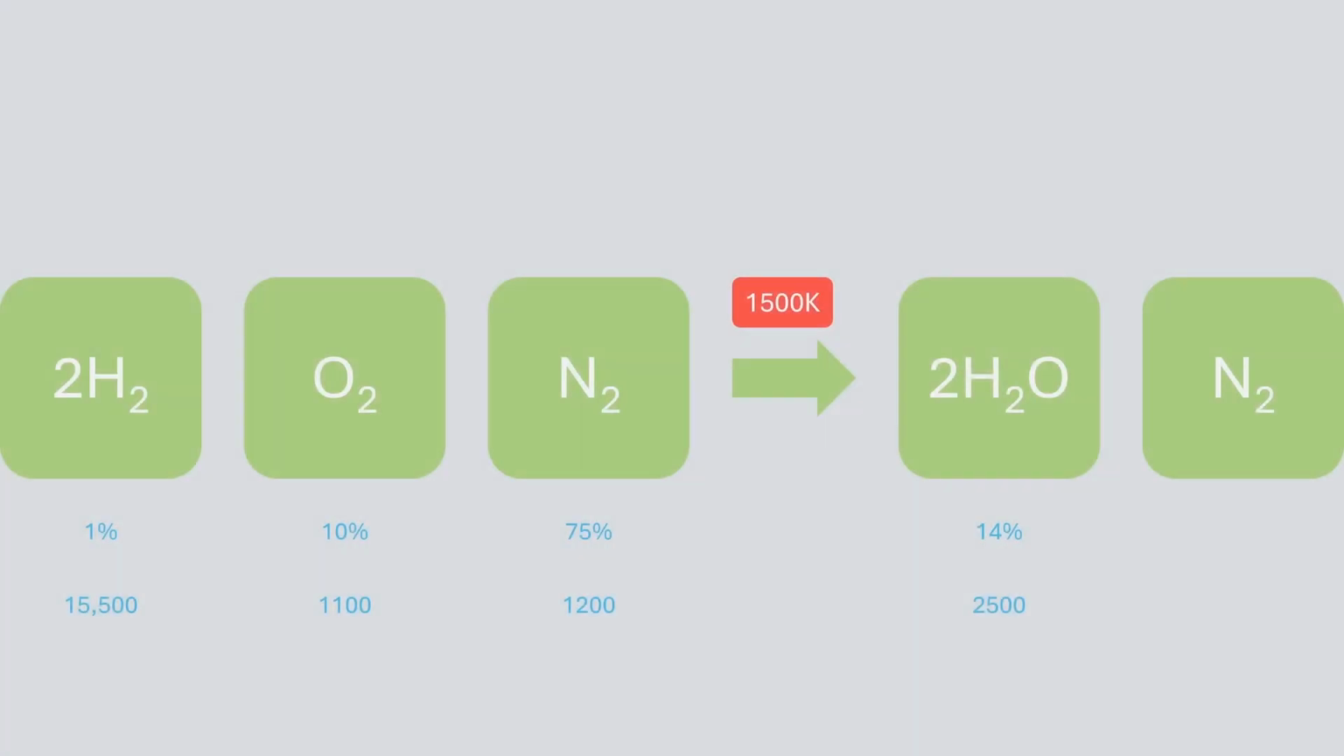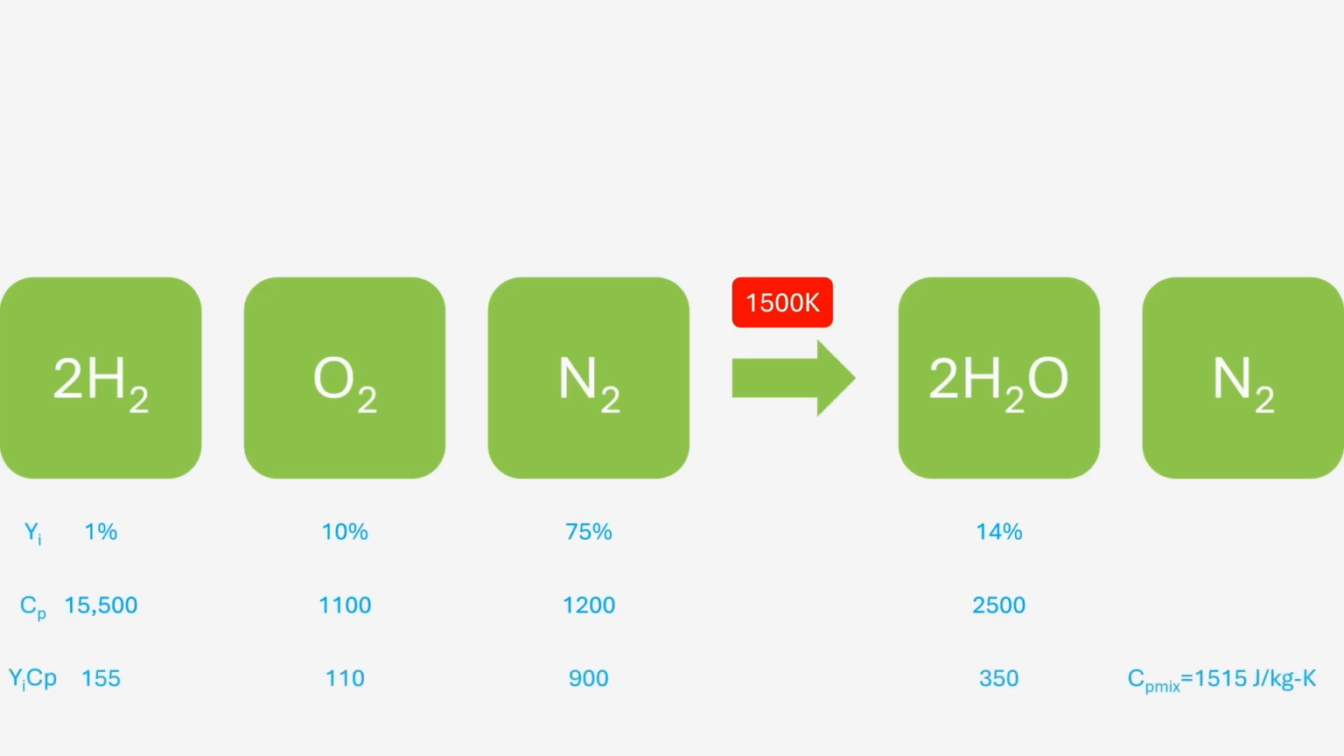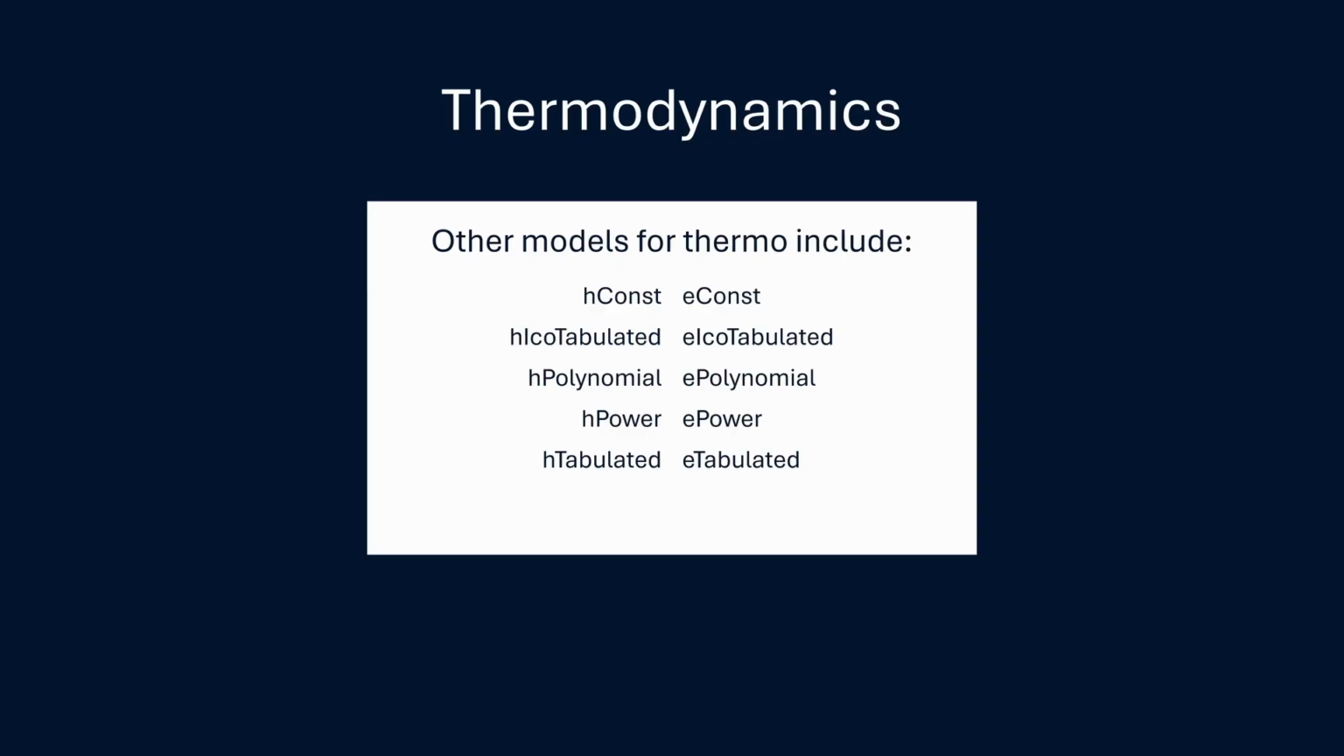Let's take an example from before. Assuming we use JANAF polynomials, OpenFOAM finds the specific heat for each pure species at temperature T equal to 1500. Assuming these hypothetical values for our purposes, the mass fraction weighting makes it so that specific heat mixture is a mass fraction weighted sum. Note that this value will change if you make changes in the amount of matter of reactants. Also it will change if temperature changes. And we have these other models.